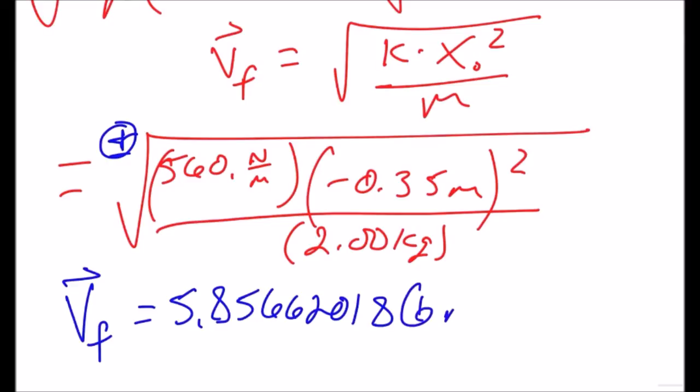All right, so that's the final velocity of the box in section 1, and it also happens to be the initial velocity of the box in section 2. Does that make sense to everybody? Okay, cool.